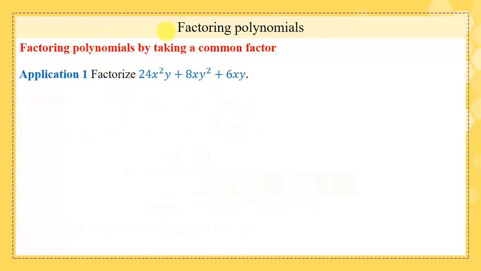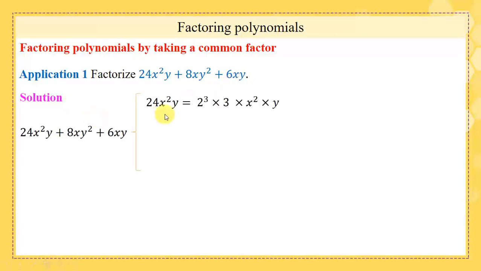Application 1. Factorize 24x squared y plus 8xy squared plus 6xy. Please pause the video and try it by yourself. Solution. We start by decomposing each monomial aside. 24x squared y equals 2 cubed times 3 times x squared times y. 8xy squared equals 2 cubed times x times y squared. 6xy equals 2 times 3 times x times y.